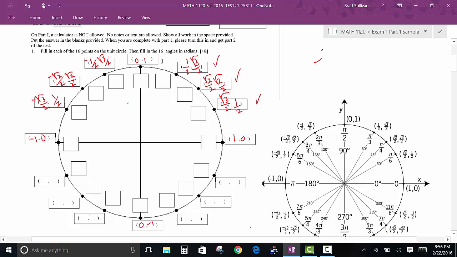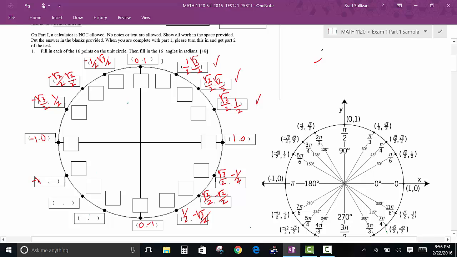Okay, reflect these points over the x-axis. This point is going to change the y value, so it's going to be square root of 3 over 2, then the y value goes to negative. Same thing at this point, reflect it down, x value stays the same, y value goes to opposite. Okay, the same thing at this point, reflect it, x value stays the same, y value goes to an opposite like this.